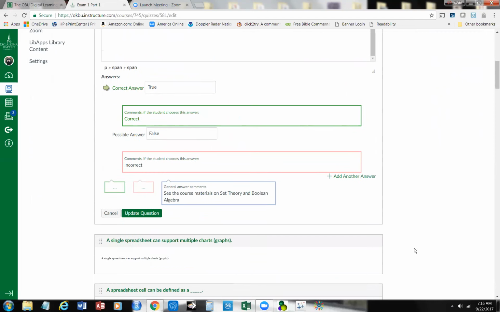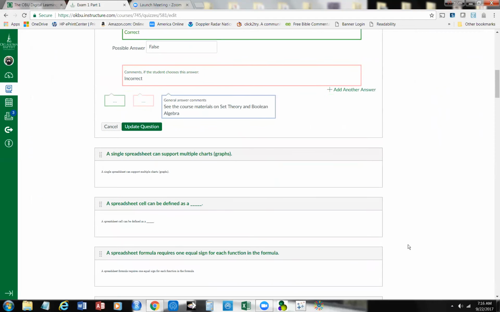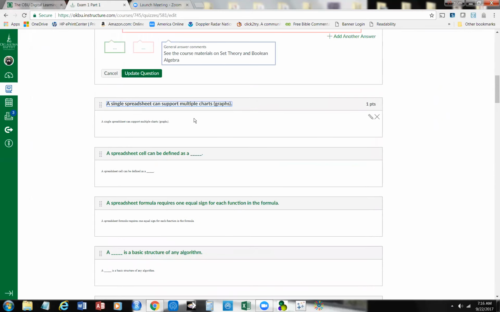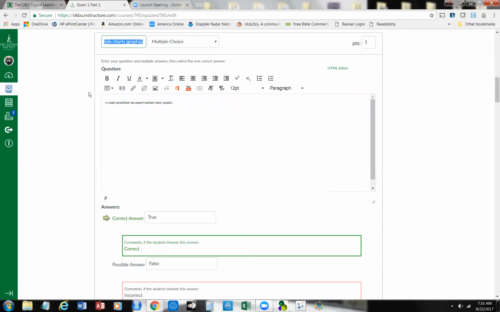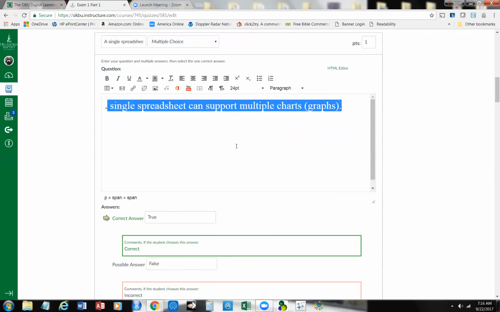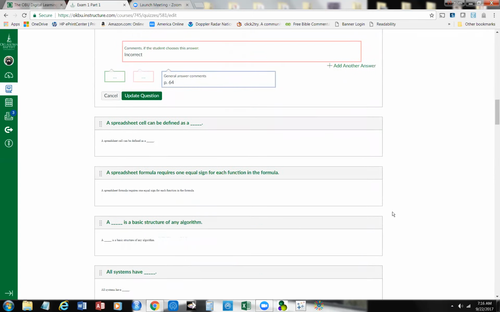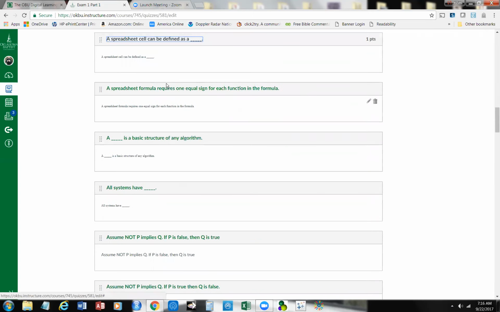And I, in fact, see the course materials in set theory and Boolean algebra. All right, let's go to the next one. A spreadsheet can be, let's put this into larger font. 24 font. A single spreadsheet can support multiple charts or graphs. That certainly is true. We've seen that over and over and over. Okay. So now let's go to the next question.